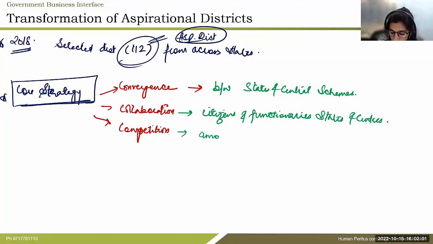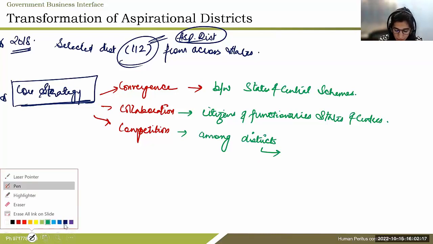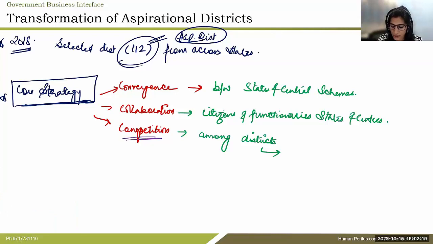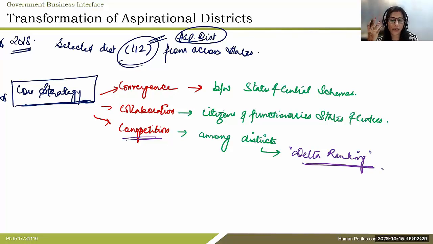What is this competition? The competition must be among the districts. Why? Because if they have this competitive mindset, they would try to do better than the other one. Now, how is this competition done? It is done by giving them Delta Ranking. We call this Delta Ranking. The government gave this ranking to various districts so that they can get that competitive feeling in their mind. All right.